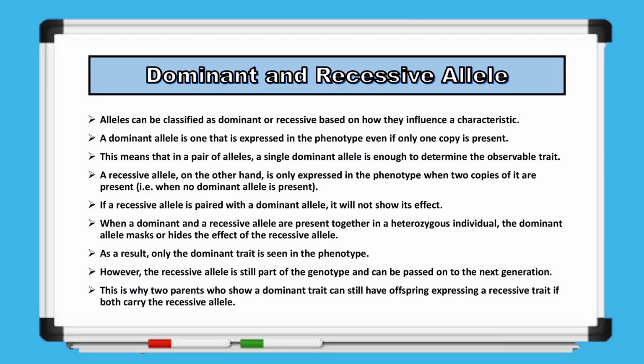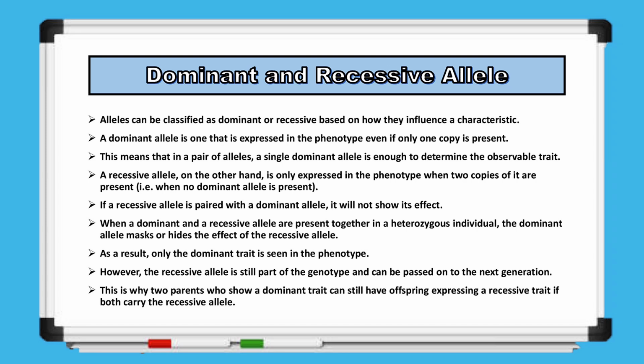So, together, dominant and recessive alleles are classified based on how they affect a characteristic. A dominant allele is expressed in the phenotype even when only one copy is present. This means that a single dominant allele is enough to determine the visible trait. A recessive allele is only expressed in the phenotype when two copies are present, meaning when no dominant allele is present. If a recessive allele is paired with a dominant allele, its effect is not shown.